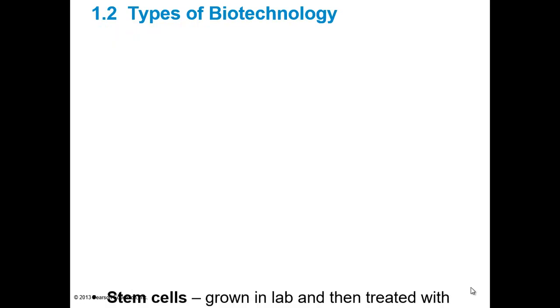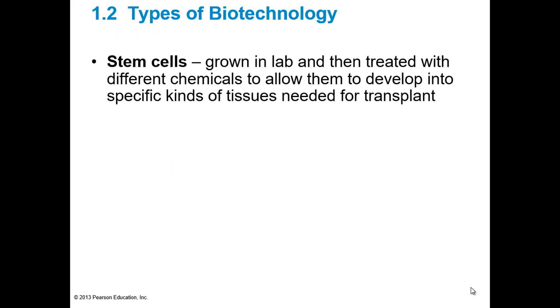And then finally, stem cell technologies. Stem cells have been grown in the laboratory. They can be adult or embryonic. Stem cells are undifferentiated cells. These are cells that haven't differentiated into, say, different tissues or organs, but then they can be stimulated by different types of chemicals to develop specific types of tissues that are needed for transplant.